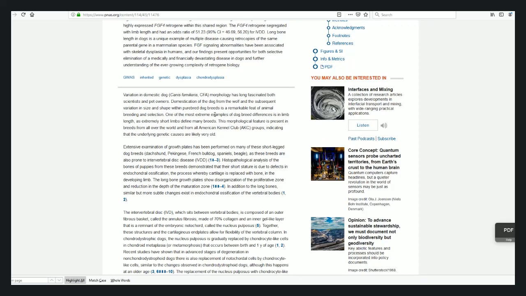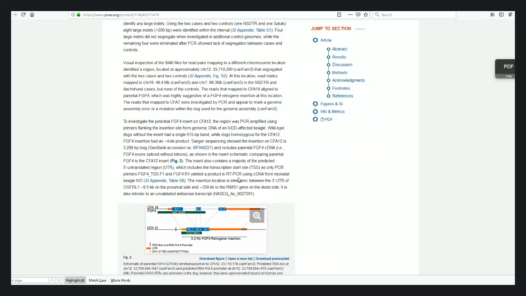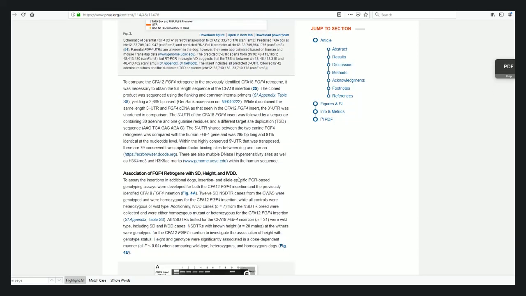The one that causes the back problems actually causes the legs to get even shorter. So dogs that have the normal leg shortening gene and the back problem gene have extra stubby legs and extra long backs and back problems. Zoe supposedly only has one of these, the mutation on the CFA18, which causes her legs to be stubby.